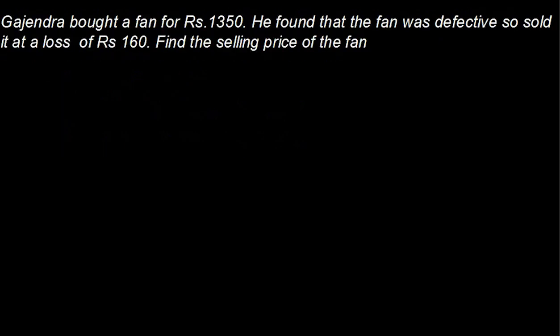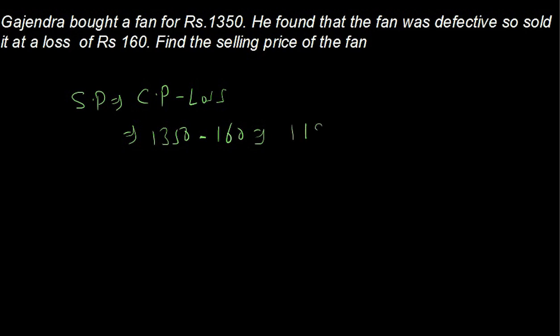Next, come to the next problem. Gajinder bought a fan for rupees 1350. He found that the fan was defective, so he sold it at a loss of rupees 160. So find out the selling price of the fan. Again, the same thing is there. Selling price is going to be cost price minus loss. Cost price is going to be 1350. Loss is going to be 160. So let's subtract it. 1350 minus 160 is going to be what? 1190 rupees.